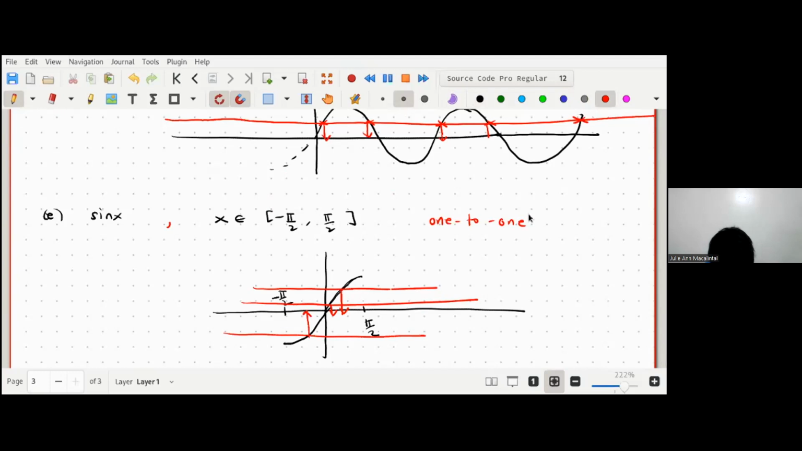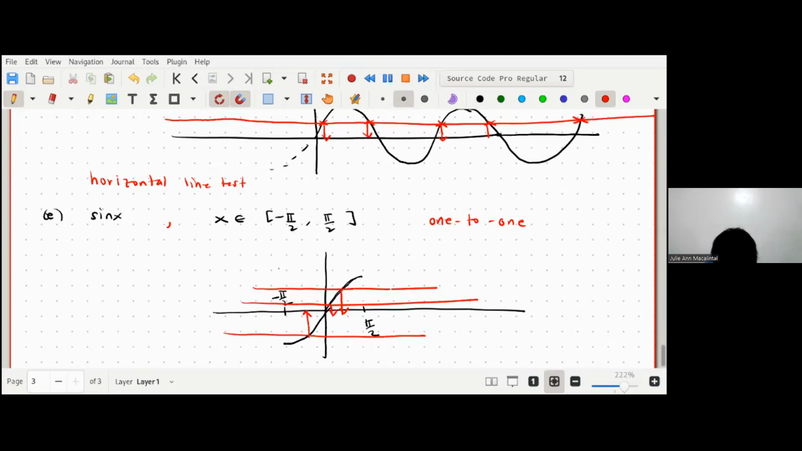Okay. So, yung ang tawag nga pa, so dito, okay, may name si Lighthold for this test. It's the horizontal line test. Hindi ko naalala yung name eh. Basta alam ko lang, dapat pag nag-drawing ako ng y equals constant, isa lang yung intersection.